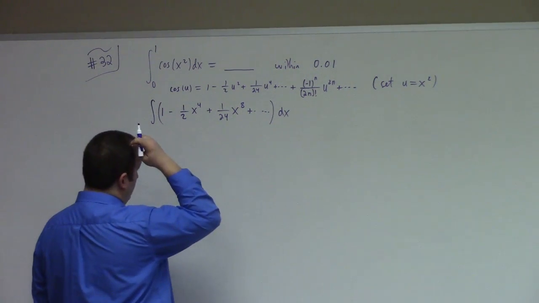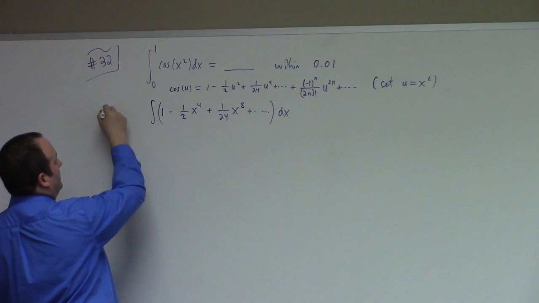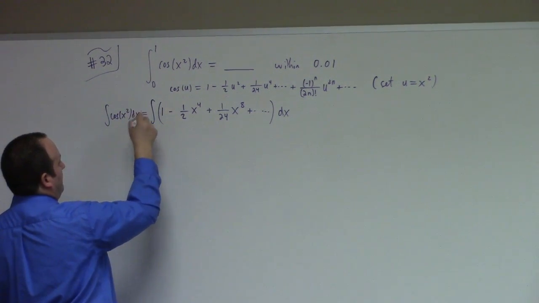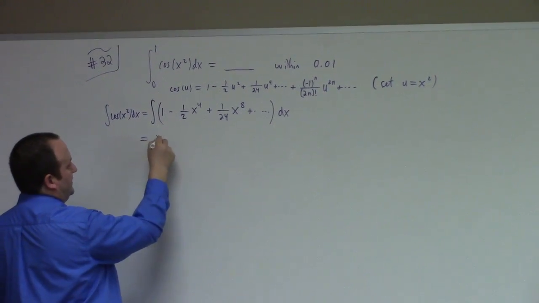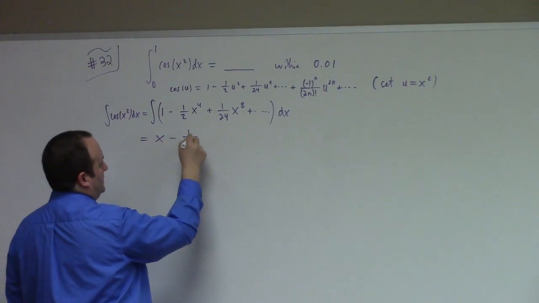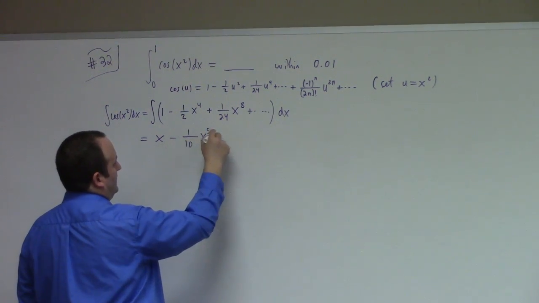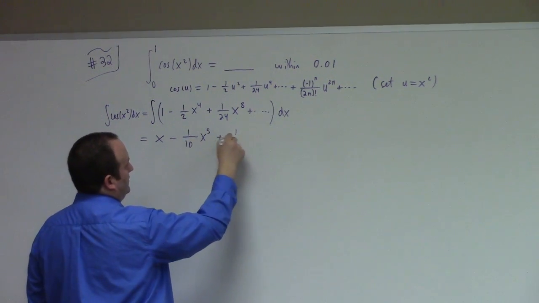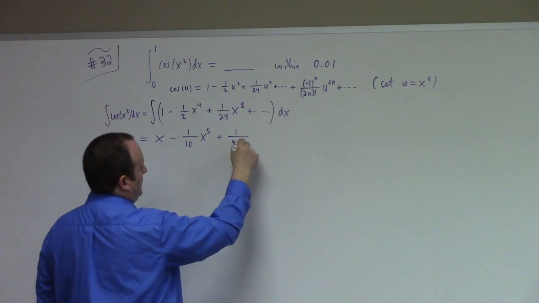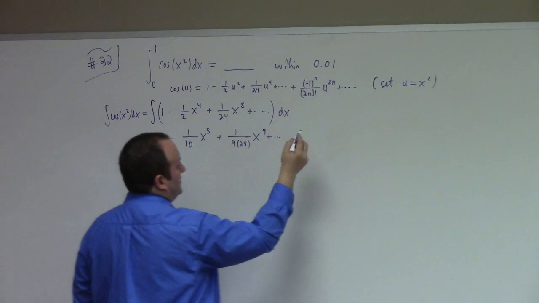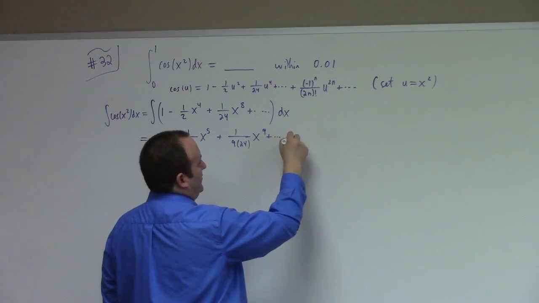So let me just say the integral of cosine of x squared. Let's just work out an antiderivative to start with, all right? Now that's what? That's going to be x minus 1 over what? 10, x to the 5th, plus 1 over 9 times 24, x to the 9th, plus dot, dot, dot. I mean, what's an arbitrary term? It would be x to the what?